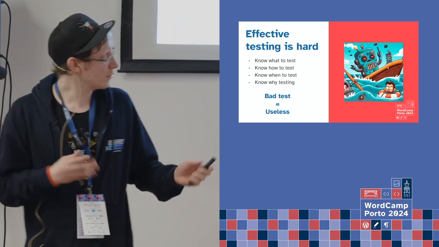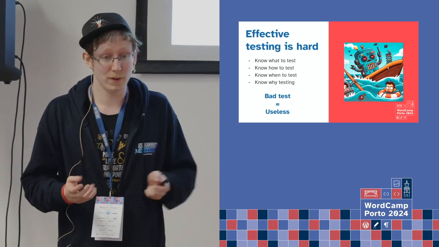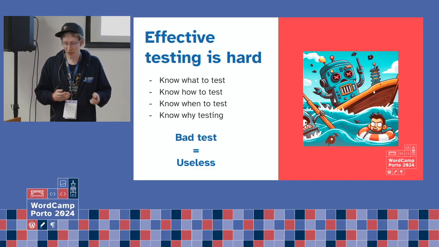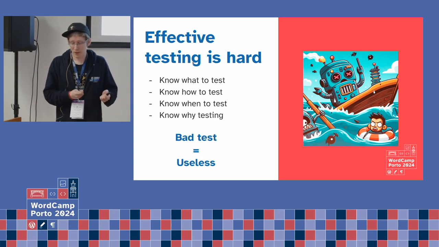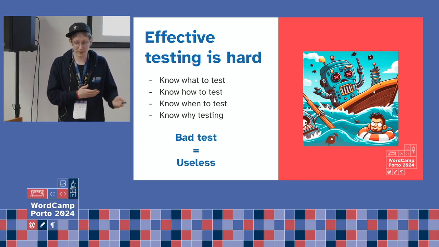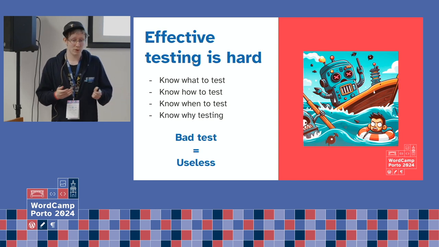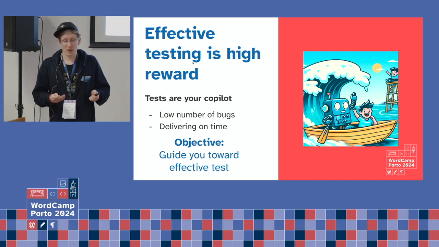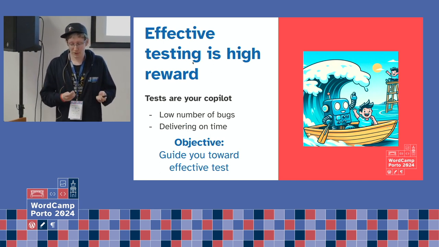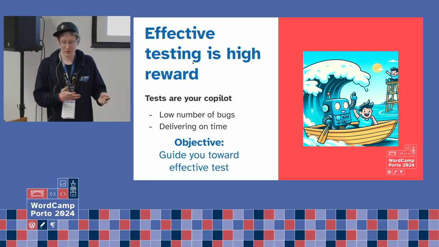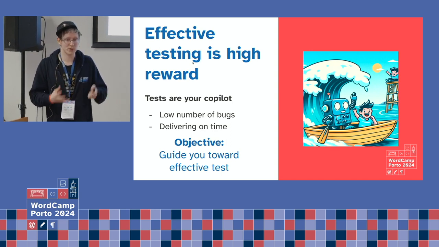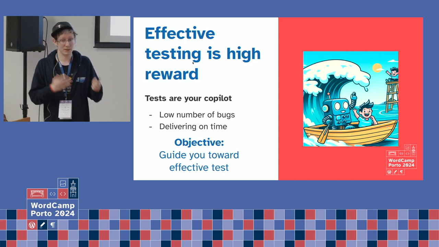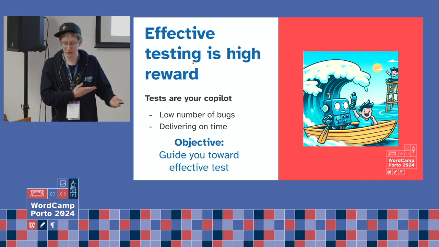So what happened between these 2 years can be summed up like this. Effective testing is something which is hard. You need to answer a lot of questions, and if you answer wrong to any of these questions, you can end up with a bad test, which is a burden or totally useless. So what you need is to achieve effective testing, which is a hard reward. Because when you reach that point, the tests are your co-pilot, they are your second brain, and you can rely on them to deliver fewer bugs and be sure that you are not regressing in your code.